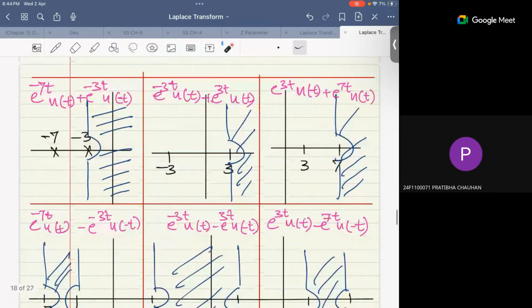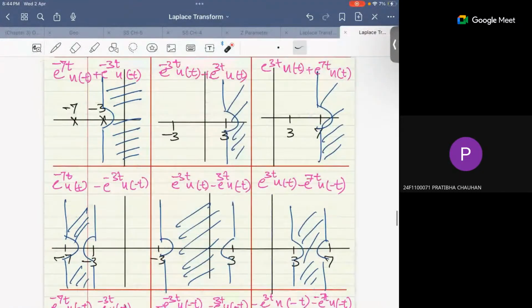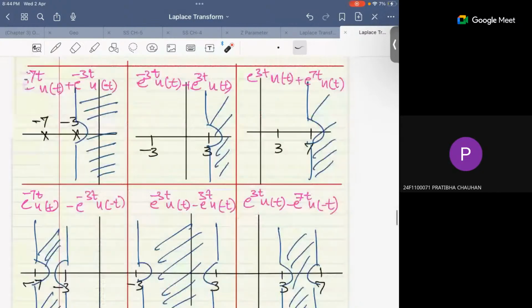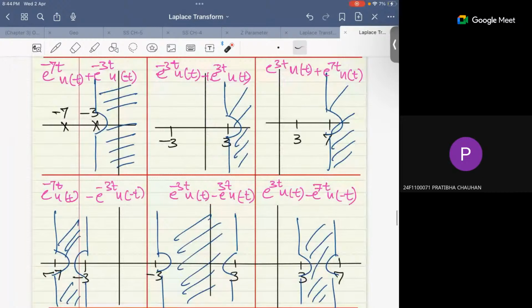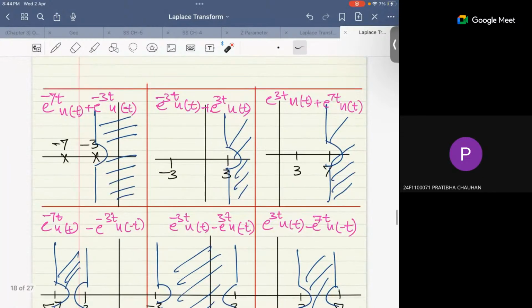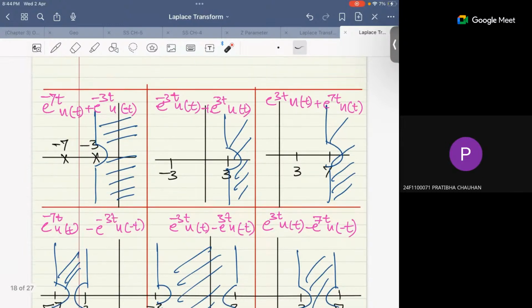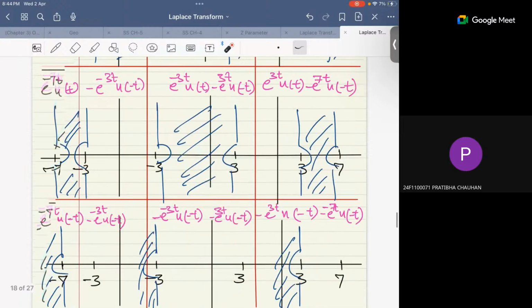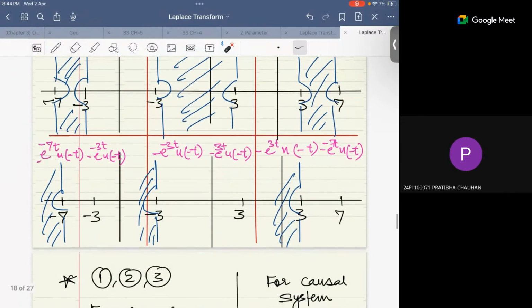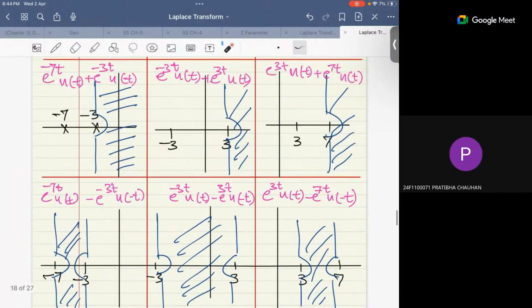Now there is a diagram with 9 cases I have made, just to conclude that the poles never exist inside the ROC of a function. For example, with the help of the exponential function itself, I have created 9 different combinations of the ROC that can happen.